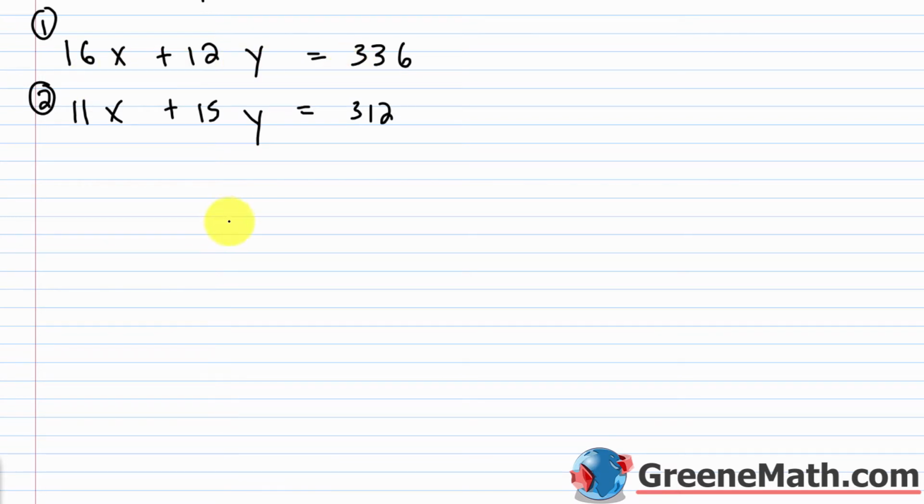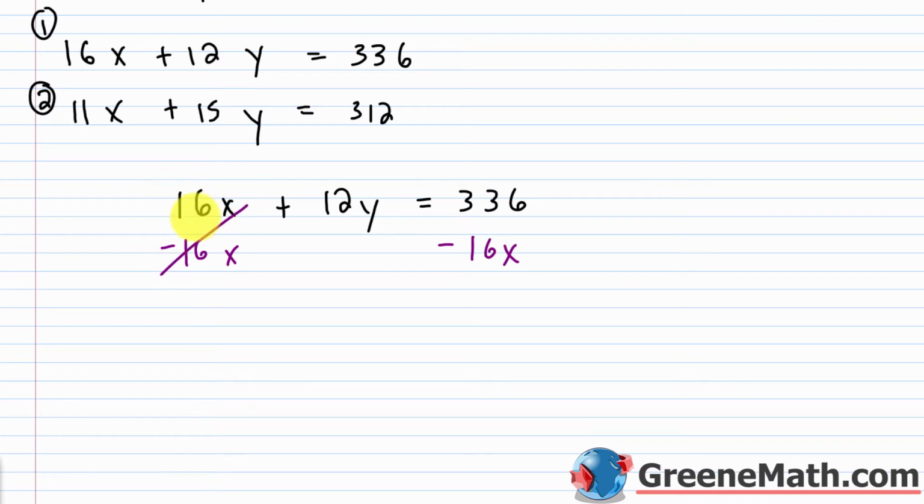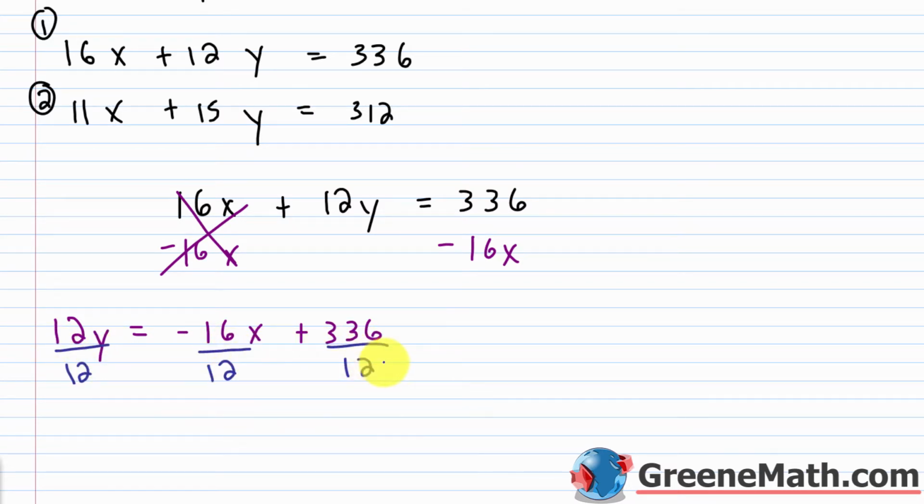So I'm going to take equation 1, and I'm going to solve it for Y. So I have 16X plus 12Y is equal to 336. So let's subtract 16X away from each side of the equation. This would cancel. I'll have 12Y is equal to negative 16X plus 336. The next thing I want to do is divide both sides of the equation by 12. So this will cancel. I'll have Y is equal to negative 16 over 12.